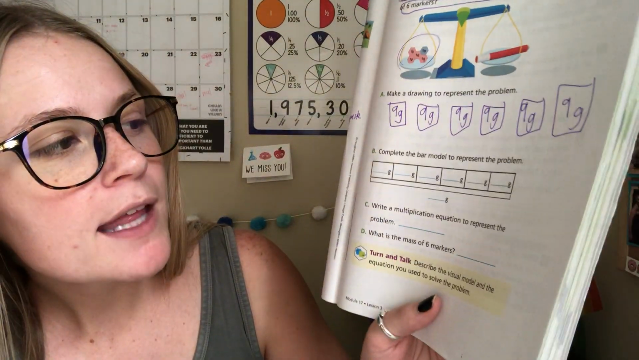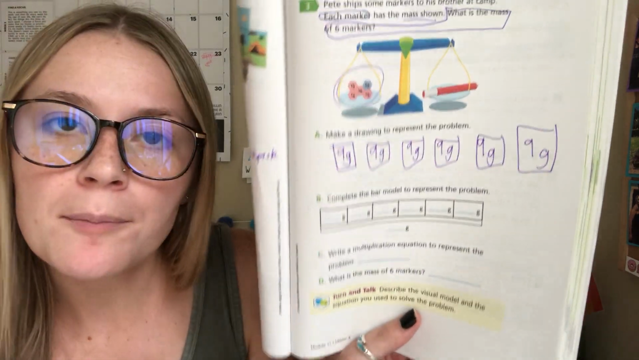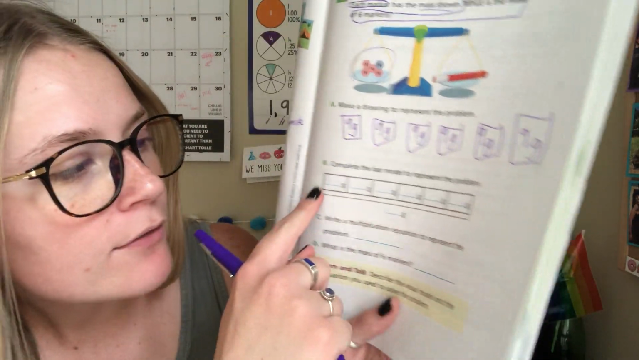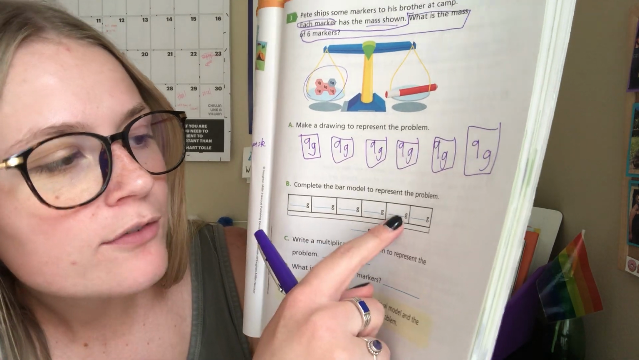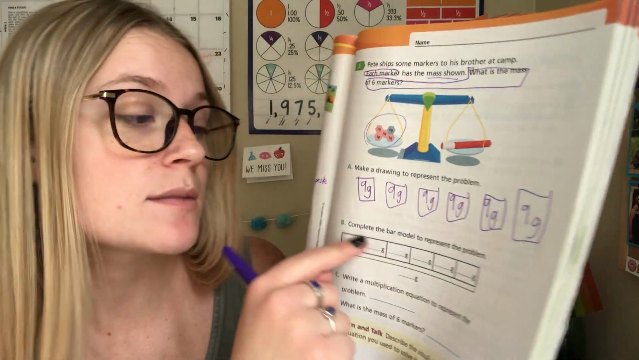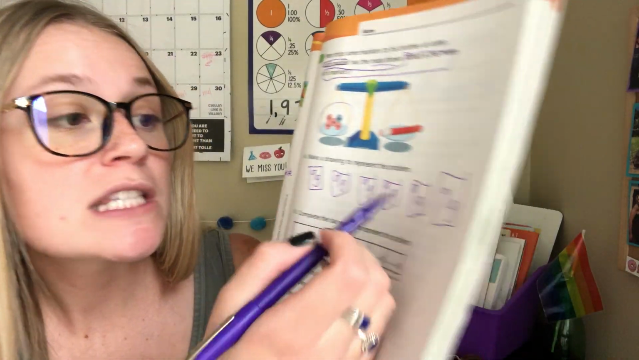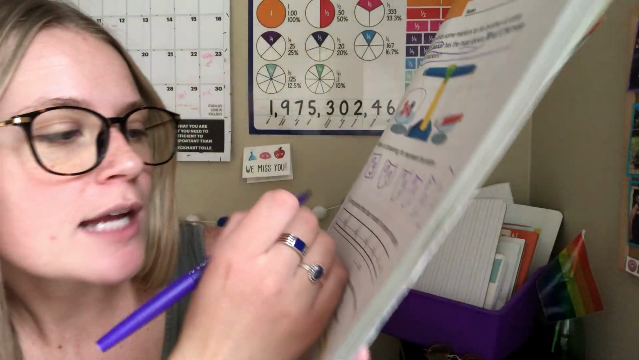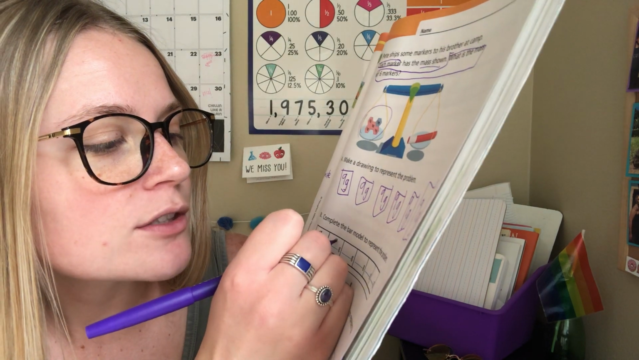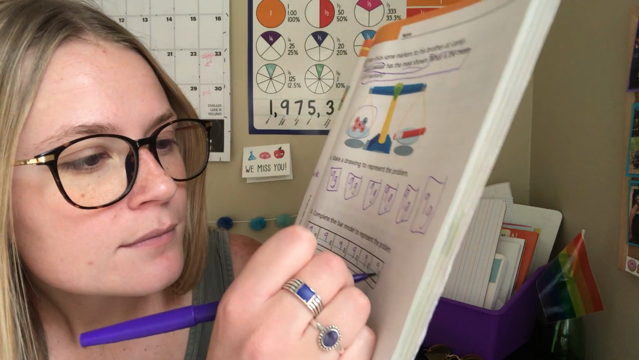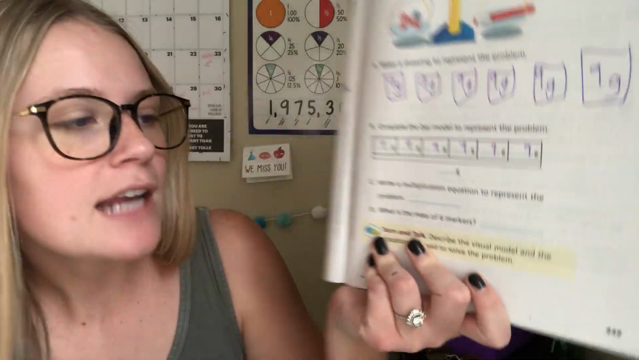Then it says, complete the bar model to represent the problem. So let's count. How many boxes do I have? 1, 2, 3, 4, 5, 6. So that tells me the number of groups because I have 6 markers. How much does each marker weigh? 9 grams. So I'm going to put 9 in each of those boxes. Okay, 9, 9, 9, 9, 9.